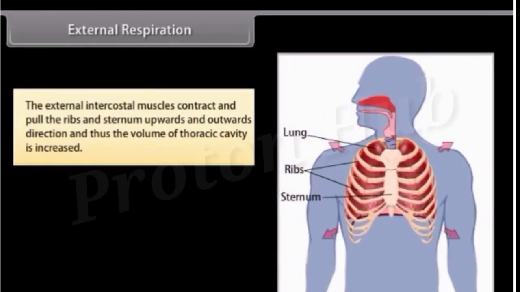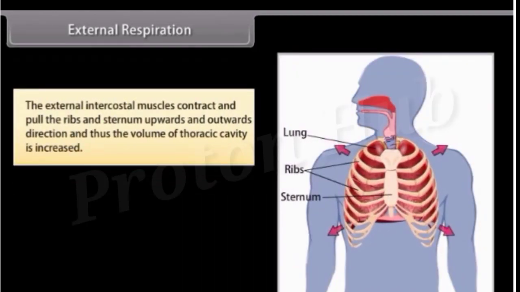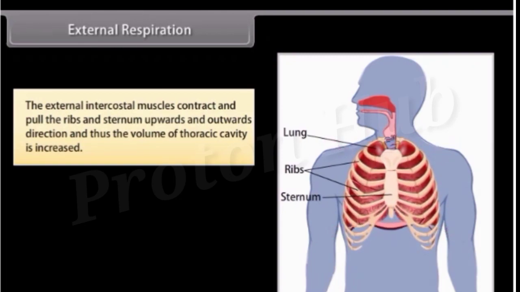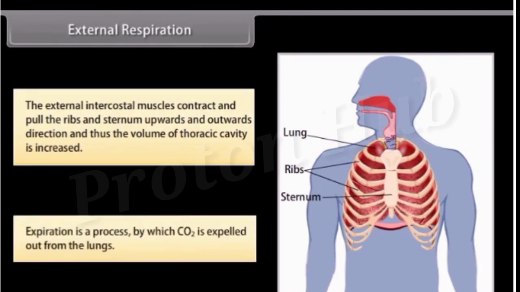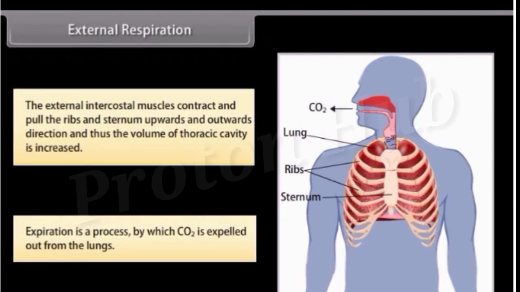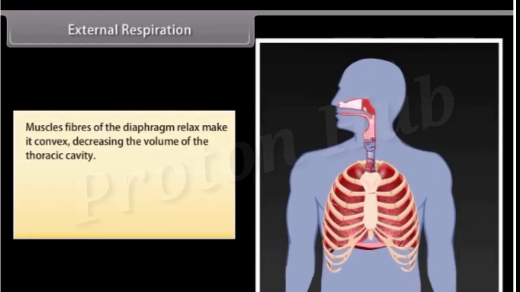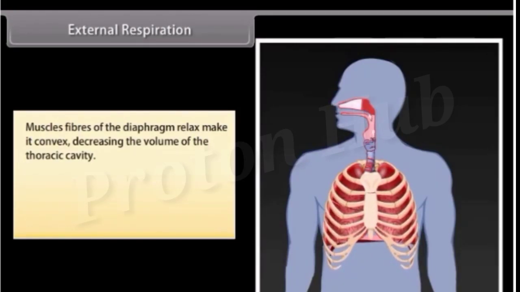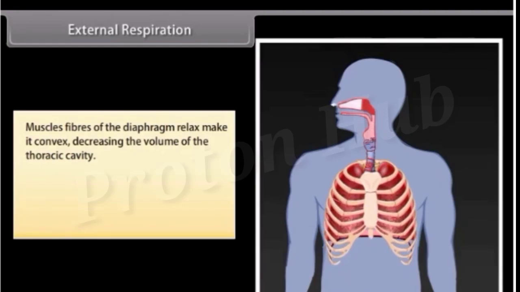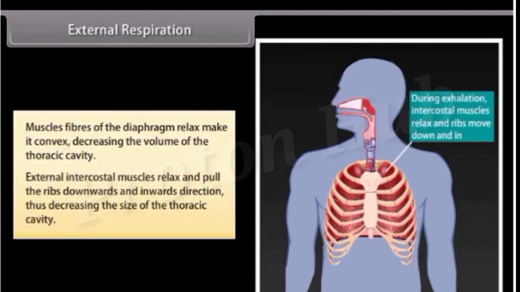The external intercostal muscles contract and pull the ribs and sternum in an upwards and outwards direction, and thus the volume of the thoracic cavity is increased. Expiration is a process by which CO2 is expelled out from the lungs. Muscle fibers of the diaphragm relax, making it convex, decreasing the volume of the thoracic cavity. External intercostal muscles relax and pull the ribs downwards and inwards, thus decreasing the size of the thoracic cavity.